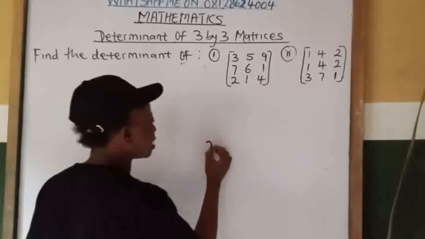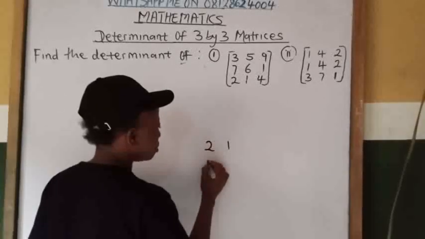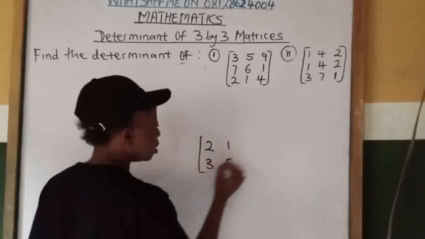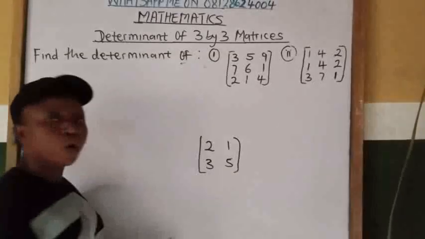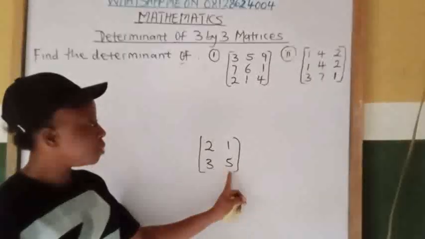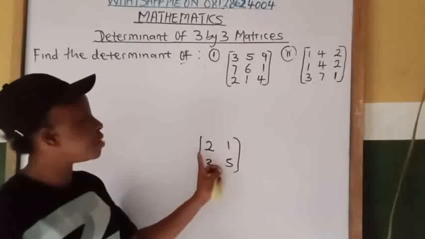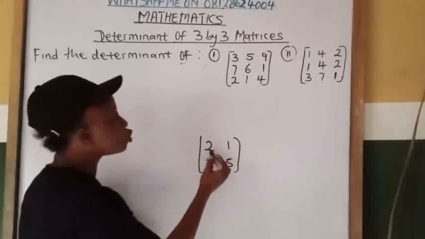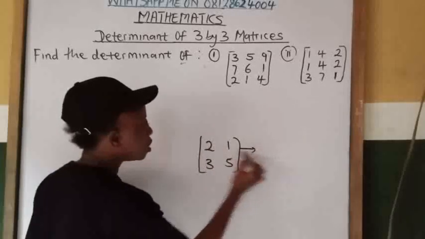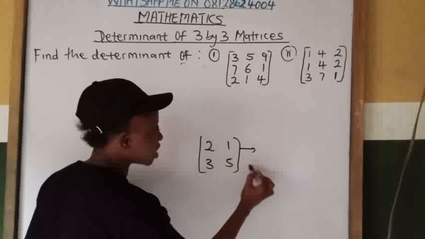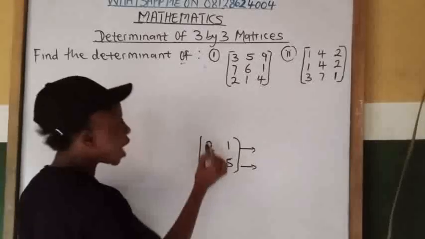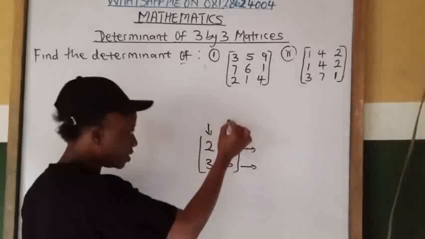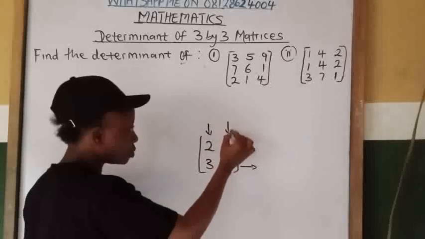This is an example of a 2 by 2 matrix because the elements are arranged in rows and columns. We have two rows. This is the first row, and this is the second row. Then we have two columns. This is the first column, and this is the second column.